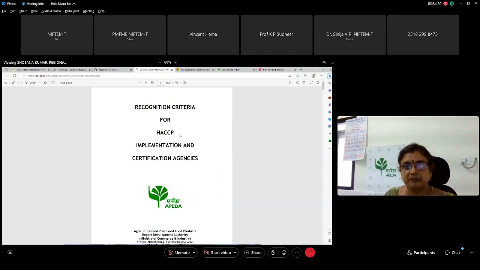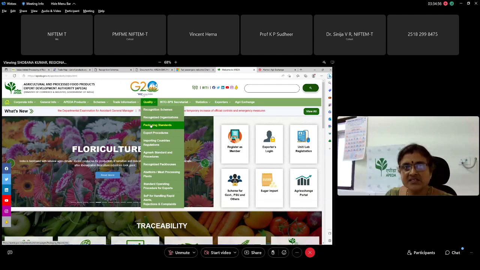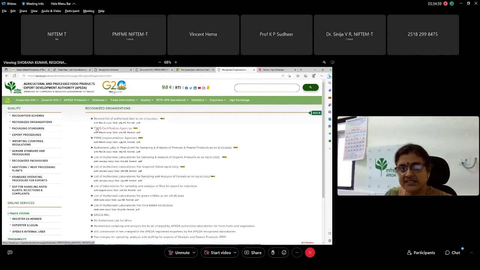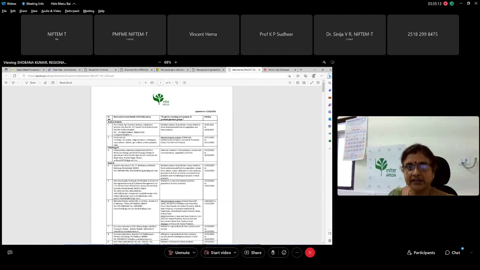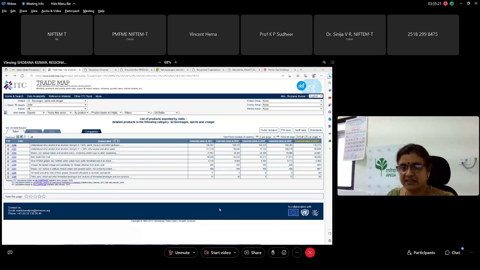So this is the recognition criteria that one has to follow, and the recognized organizations, FSMS certification agencies and FSMS implementation agencies we have. If you get your certificate through these agencies, you are eligible to get the financial assistance. The authorized labs also we have, which are specifically authorized, and the scope is given against each and every product, which can be seen. So this is how exporters also can take the data from our website. Thank you so much.